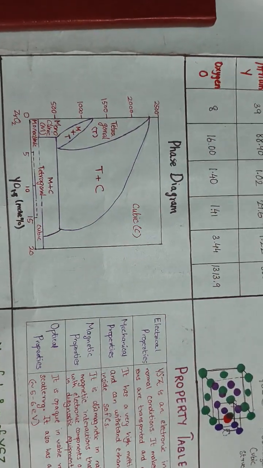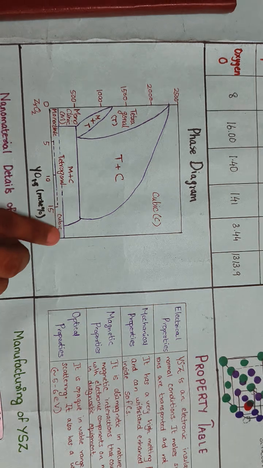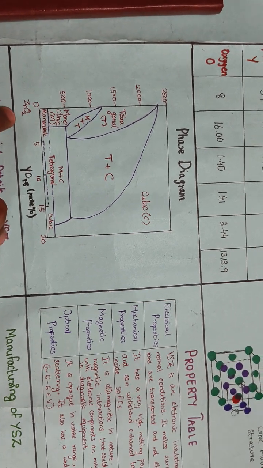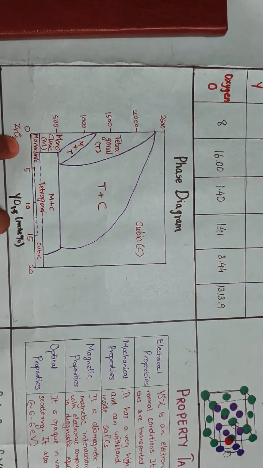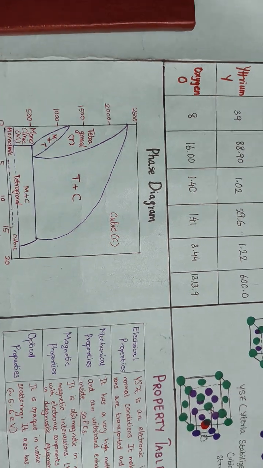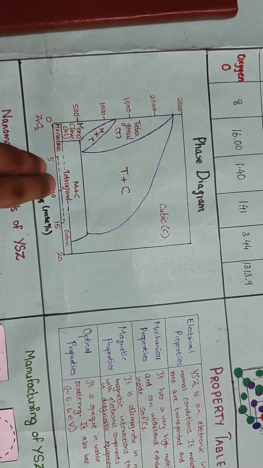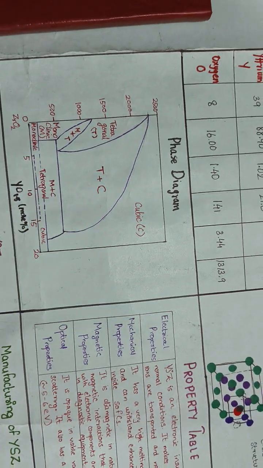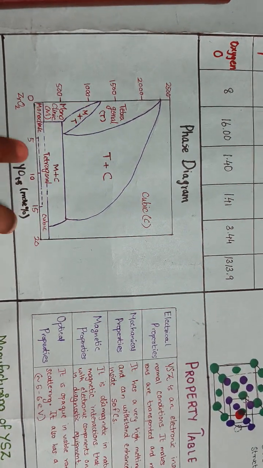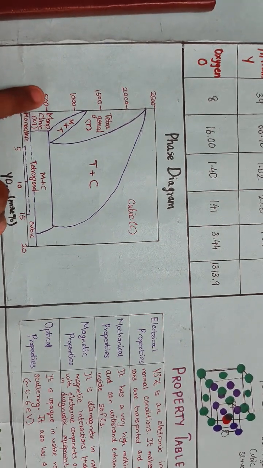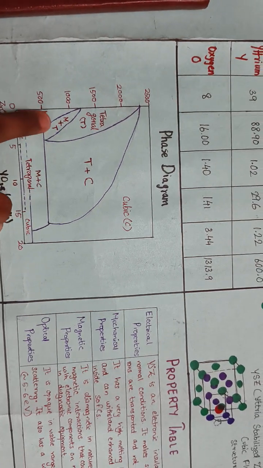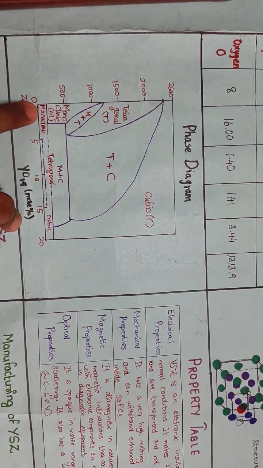Now coming on to the phase diagram, this is the mole percent of zirconia, and this is the temperature. So as you can see, it shows at which temperature and what mole percent, what is the structure of zirconia. So you can see that at a temperature of 500, it's monoclinic if the mole percentage is small.